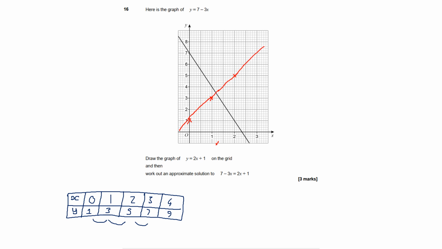So I reckon that's about 1.2. And I'm actually going to solve this so we can see. So 7 minus 3x equals 2x plus 1. That is the same as 6 equals 5x.